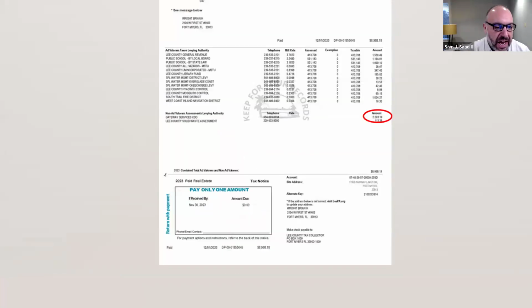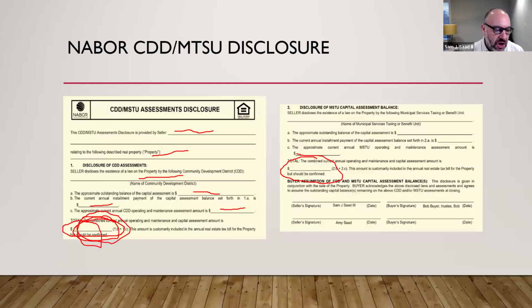Right here under non-ad valorem assessments, and I can't zoom in anymore, unfortunately, you can see you have amounts circled in red. Those are the numbers that show your totals for the CDD. If you can read it, it says the Gateway Services CDD, and the total amount is $2,593.19. So that $2,593.19 goes in the places that I've circled here on the form. Right here, here, or here if you're dealing with a CDD or an MSTU.